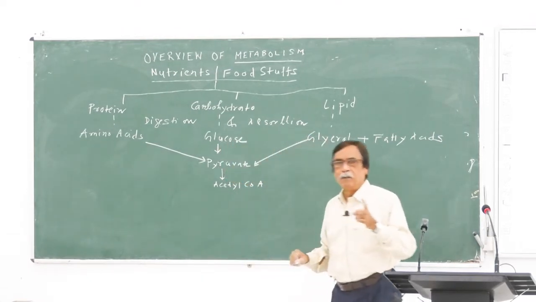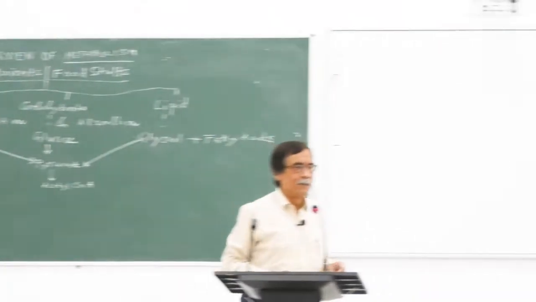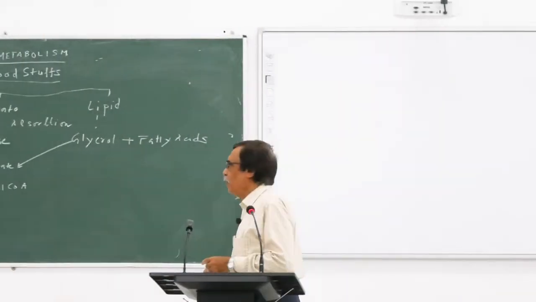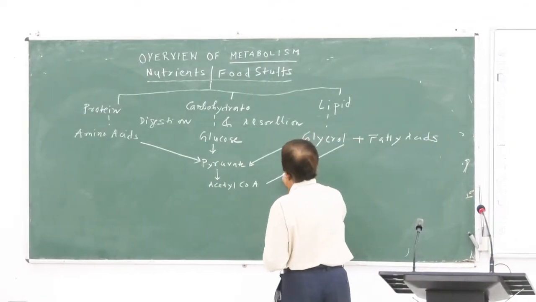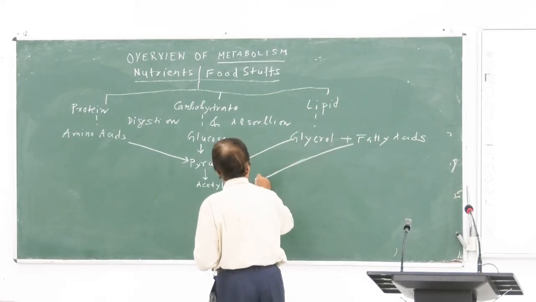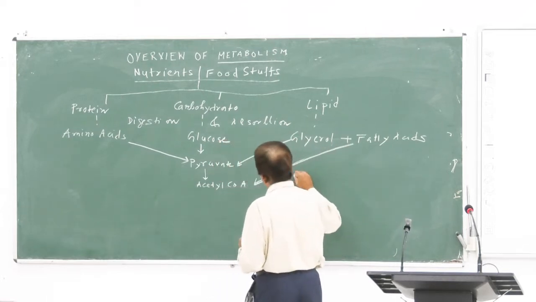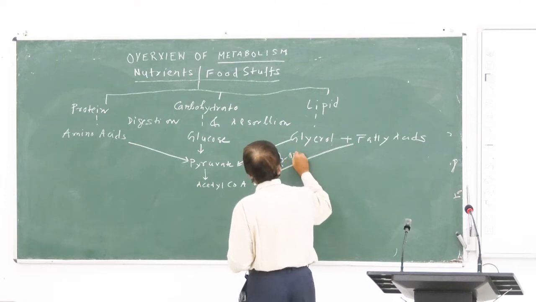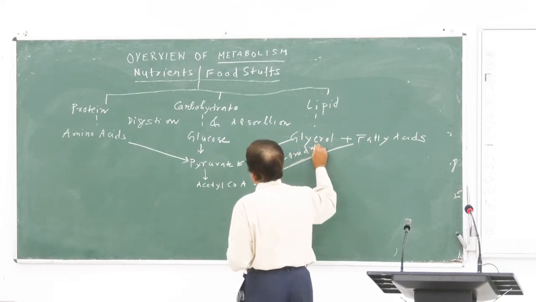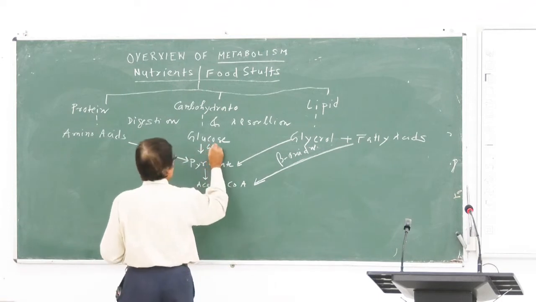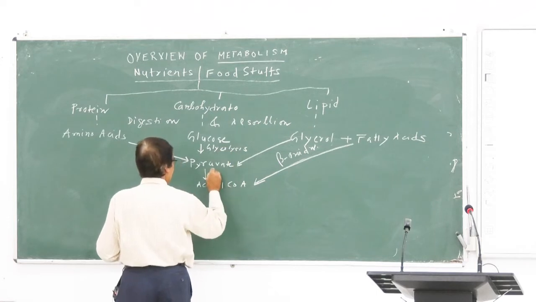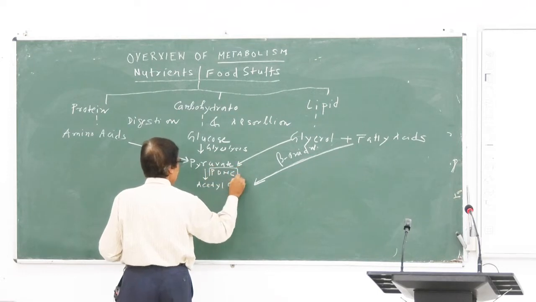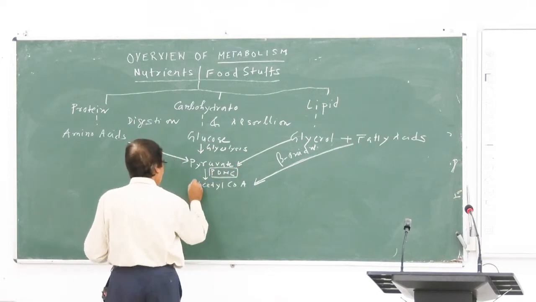How can glycerol be converted to pyruvate? Do you know? Fatty acid is converted to acetyl CoA by steps of beta oxidation. It is the glycolysis. It is the PDH complex. Now, what is the fate of the acetyl CoA?